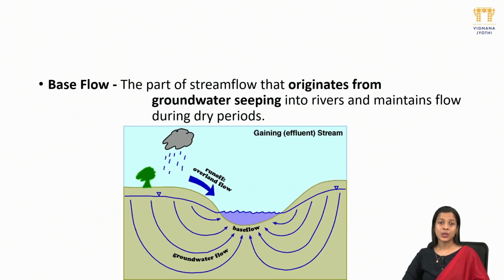Next is base flow. Base flow is the portion of river or stream flow supplied by groundwater seepage. Even during dry seasons, many rivers continue to flow because of base flow contribution from groundwater. Perennial rivers mainly depend on groundwater contribution.